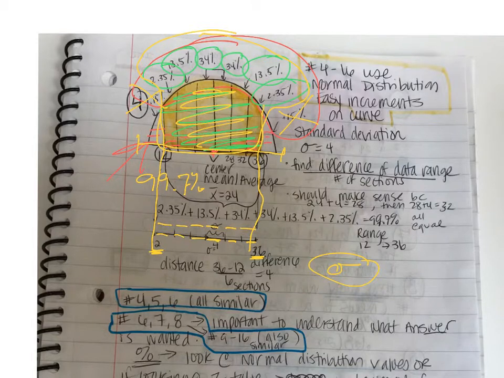So to find the standard deviation, or the equal amount between the pieces, we take the difference. You do the end, 36, minus the start of that segment, 12, divided by the number of sections, 6, and that will give us 4. So each section's worth 4. Therefore, the standard deviation is 4.